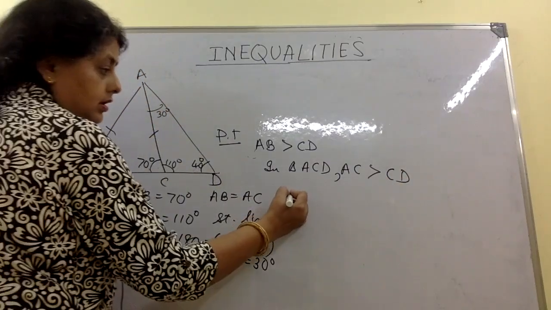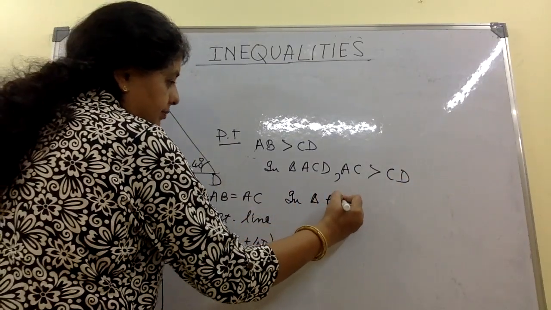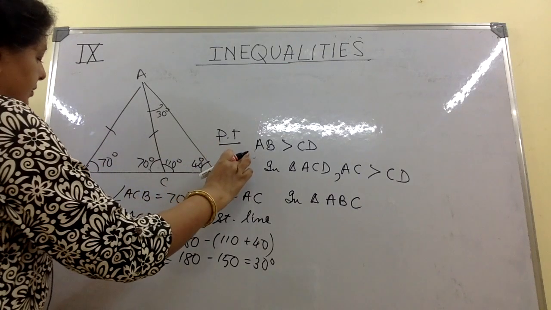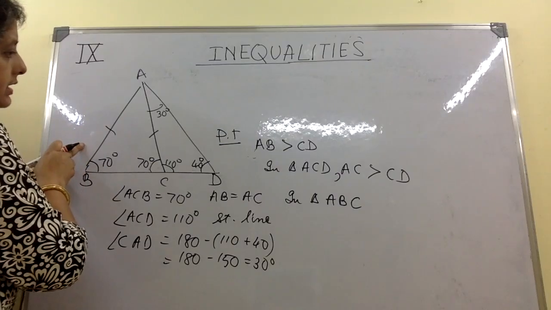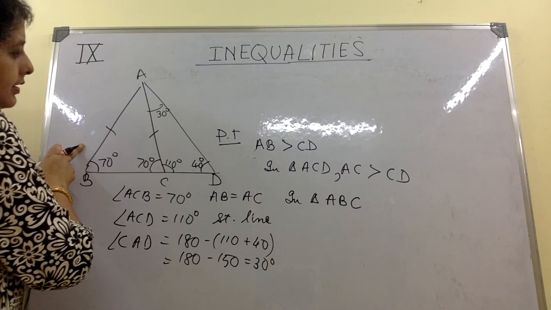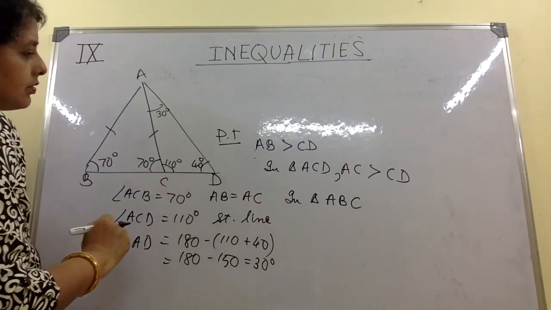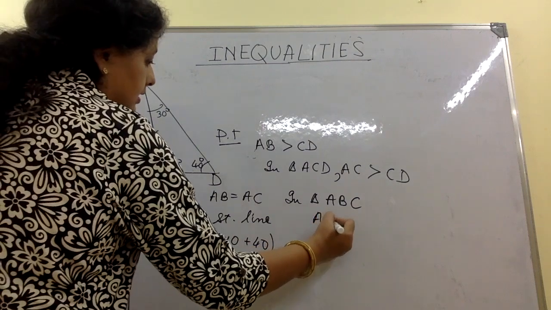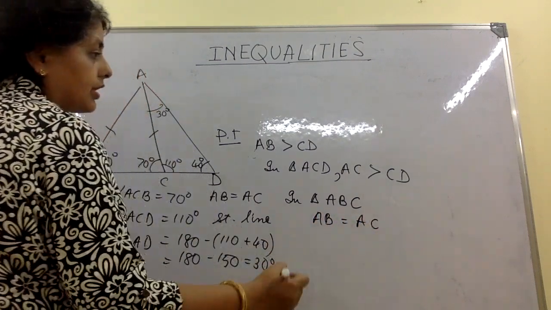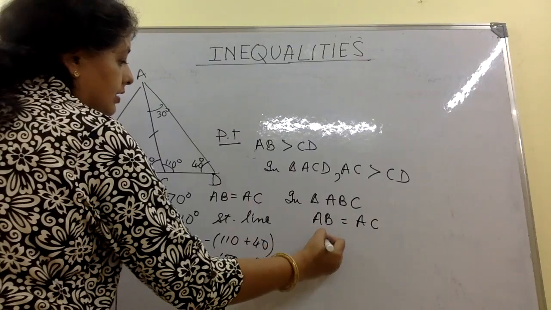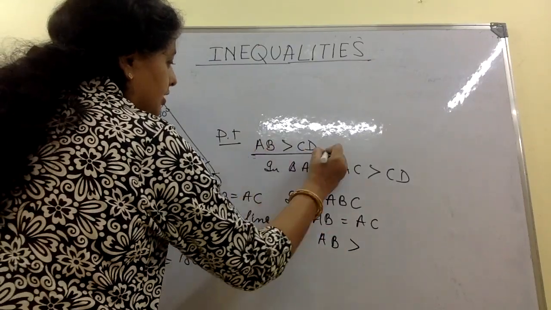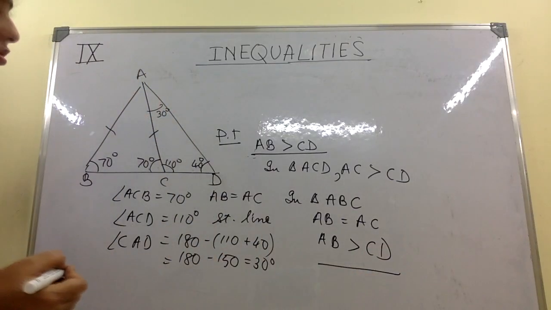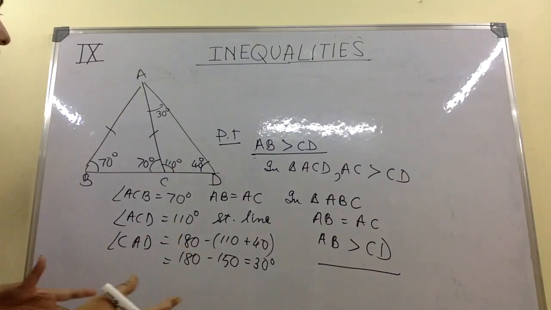Now come to triangle ABC. They have told us AB, so we need to involve this, and they have told us CD. In triangle ABC, AB is equal to AC, they have given. So in place of this AC, can I not write AB? Then only I get what they want us to prove: AB is greater than CD. So proved.